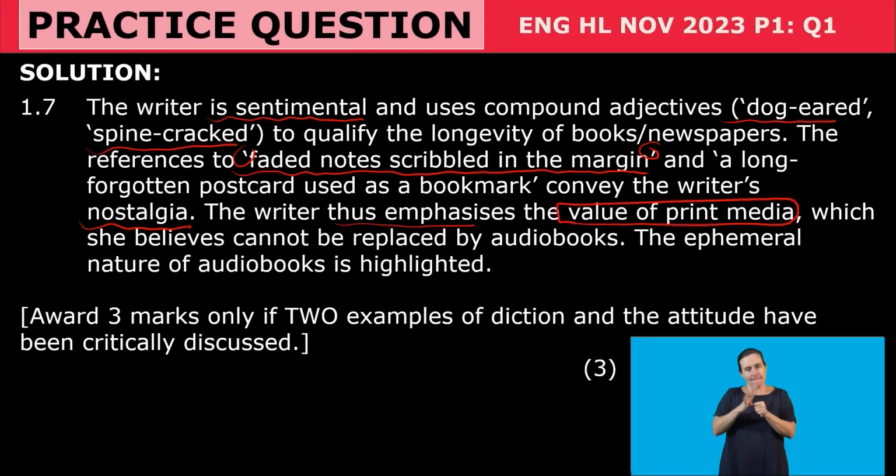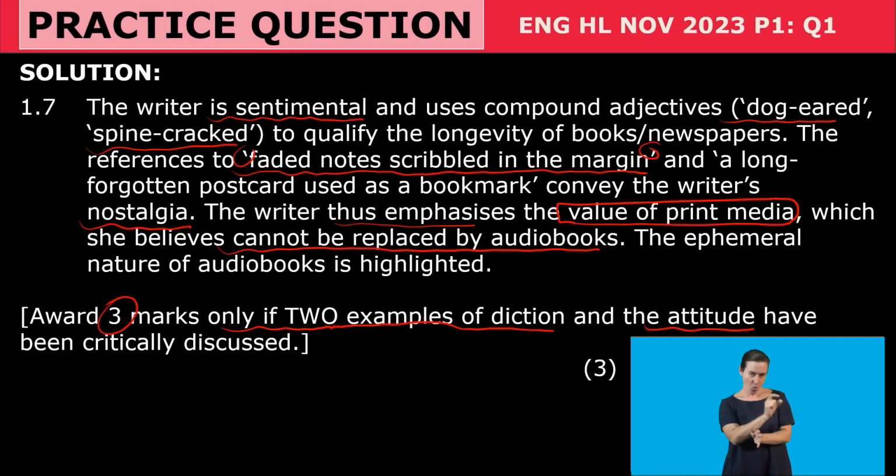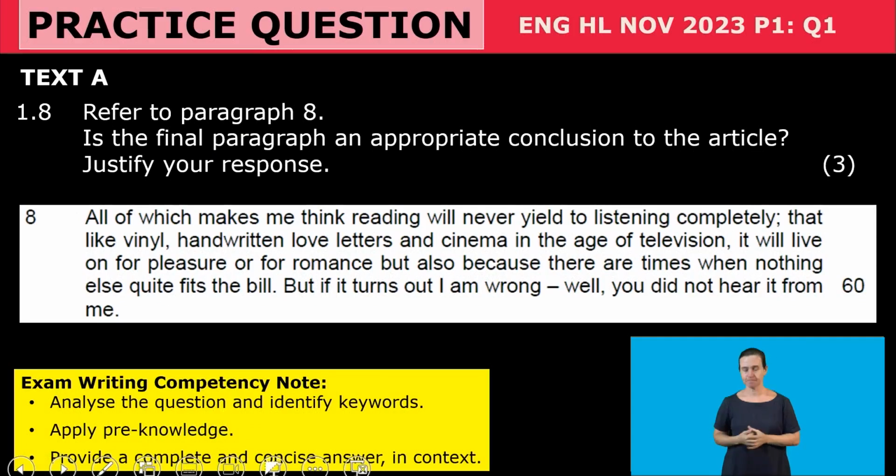So here is the focus. The diction is there, the attitude is there. She believes it cannot be replaced. Very, very important. Now, here you will get 3 marks, and only if 2 examples of diction and the attitude had been critically discussed. So very important that you answer all parts of the question.